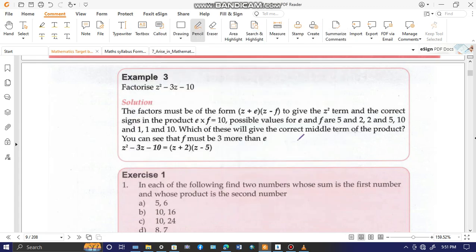Let us look at another example of factorizing. It says factorize z squared minus 3z minus 10. So you have z squared minus 3z minus 10.